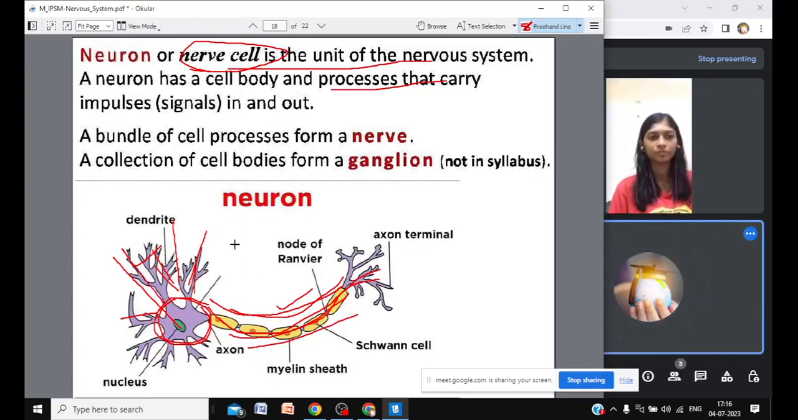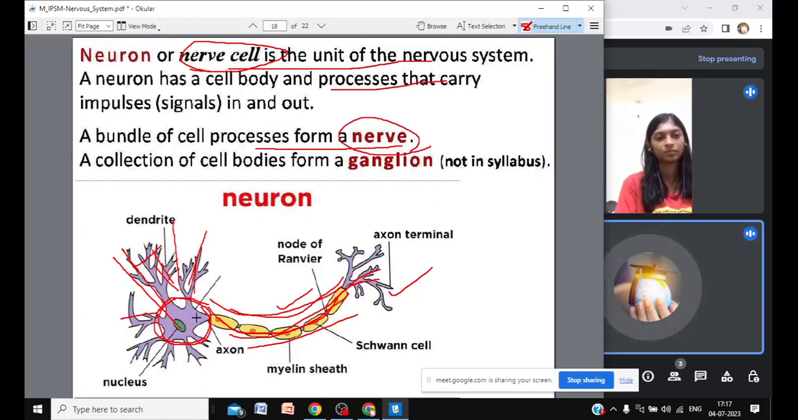So this is a single neuron I am showing you. When you have 100, 200, like a bundle, then a bundle of cell processes will form a nerve. This I showed you as a single one. So if there are 100 like this, 100, 150, 200, you will get a bundle. A bundle of nerve processes will be called a nerve. So what is a nerve? A bundle of nerve processes.